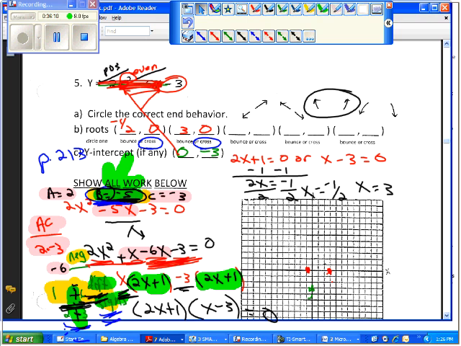Yeah. My end behavior is up, up. And so I can see it crosses at each of those roots. And so I can see that it's going to do something like that. That's a little extreme on the vertex maybe, but I'm fighting board coordination. Any questions on number 5?